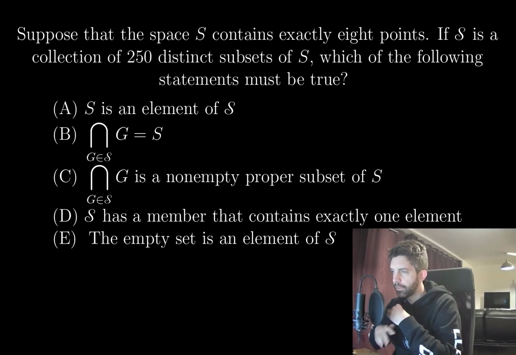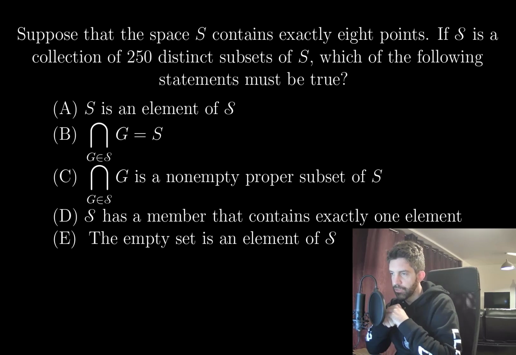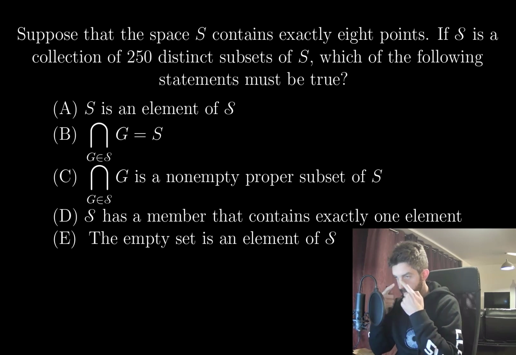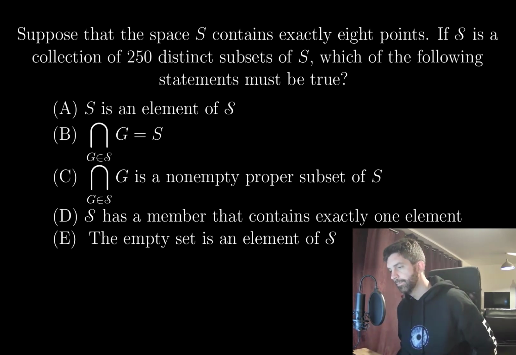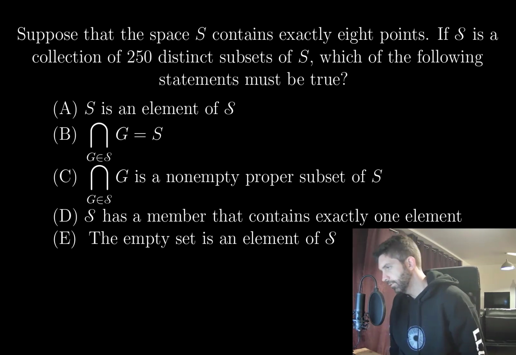Suppose that the space S contains exactly 8 points. If script S is a collection of 250 distinct subsets of S, which of the following statements must be true? S is an element of script S. The intersection of all of these sets is S. The intersection is a non-empty proper subset of S. Script S has a member that contains exactly one element, or the empty set is an element of S.